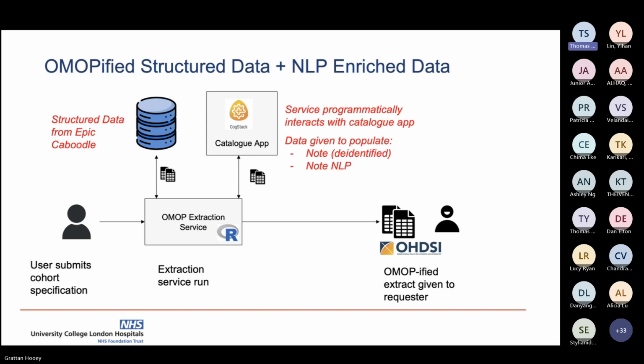There's another team at UCLH which has developed a system for providing structured OMOP extracts. The way it works is that the user approaches the team and provides a cohort specification. That data then makes its way through an R package called OMOPS, and the system interacts with the hospital record and spits out a structured data extract in the OMOP format. Recently, we've been collaborating with this team to enrich this extract with NLP concepts, which involves pushing annotations from the CogStack data lake into the note and note NLP tables in OMOP, for those who are familiar with that.